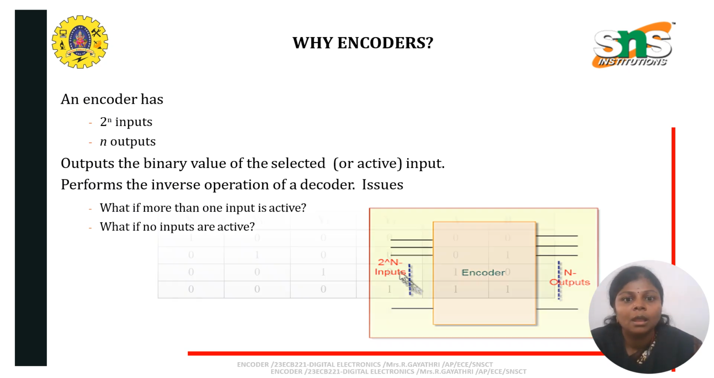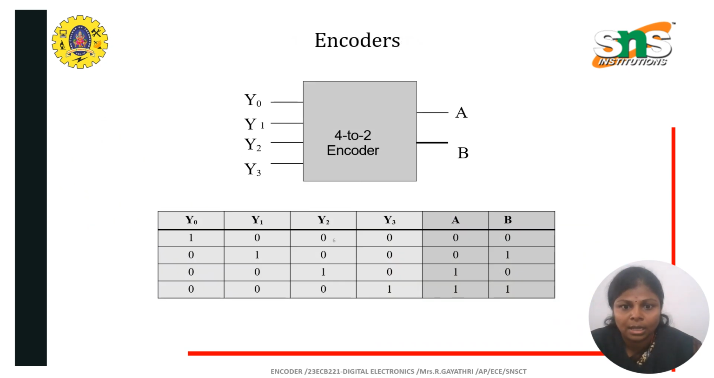Then coming to the encoder types, the first one is the 4x2 encoder, which has 4 inputs Y0, Y1, Y2 and Y3, and it produces the outputs A and B, and it is explained with the help of a truth table. It has Y0, Y1, Y2 and Y3 as inputs, and the outputs are A and B, where when the output is 00, Y0 is 1; 01, Y1; 10, Y2; and 11, the input will be Y3.